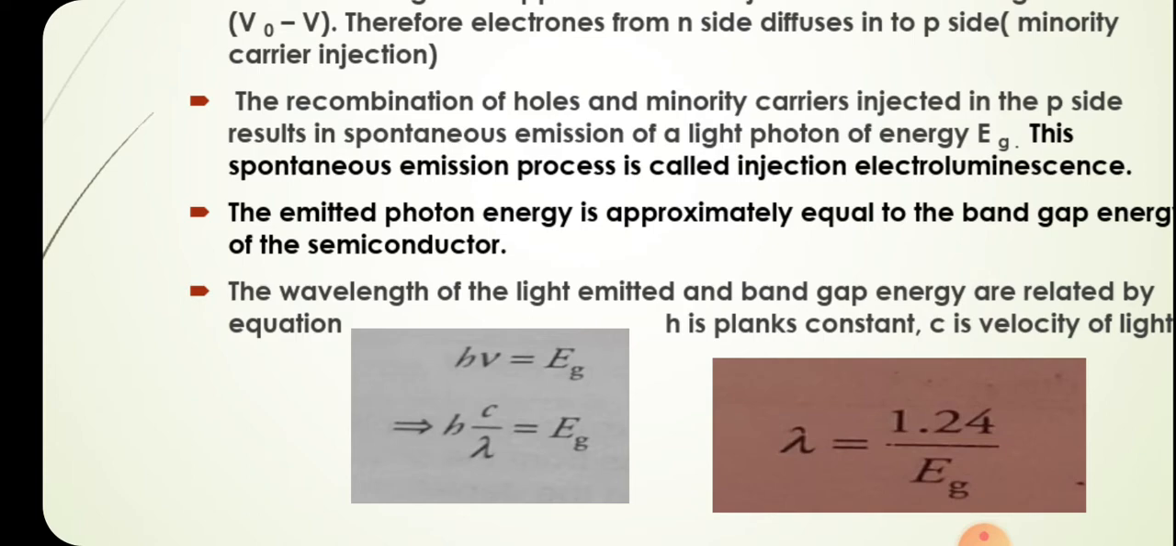So here the main principle of the LED is that the recombination of the holes and minority carriers injected in the p side results in the spontaneous emission of a light photon of energy Eg, and this spontaneous emission process is called injection electroluminescence. So you should write that also.